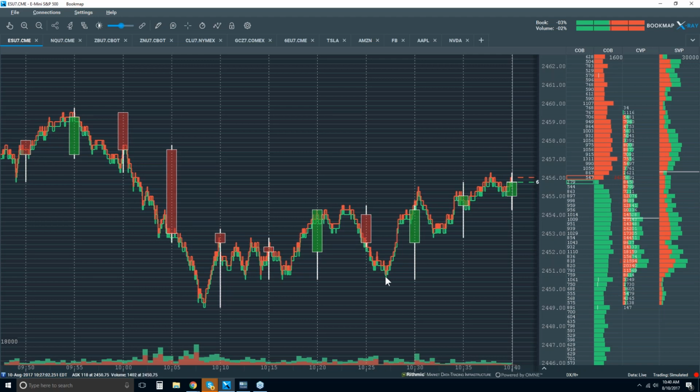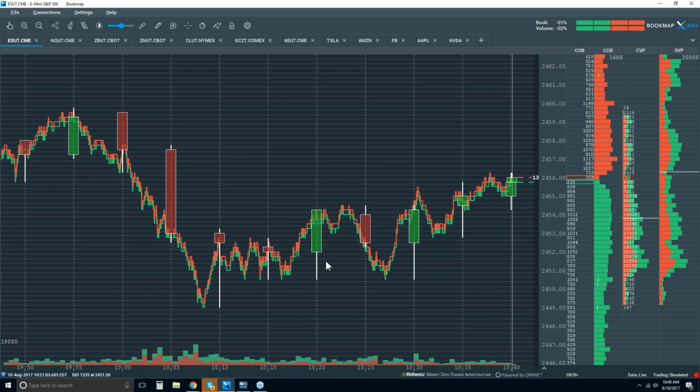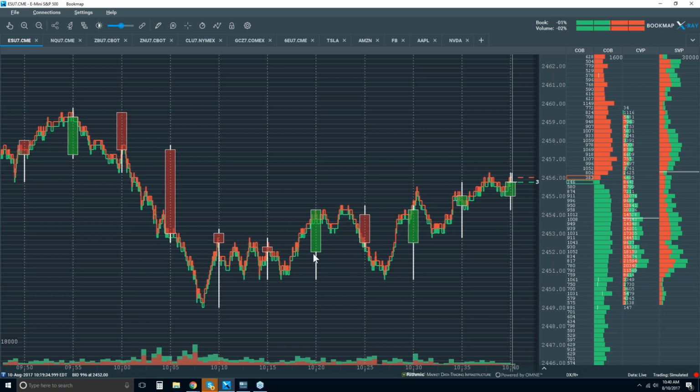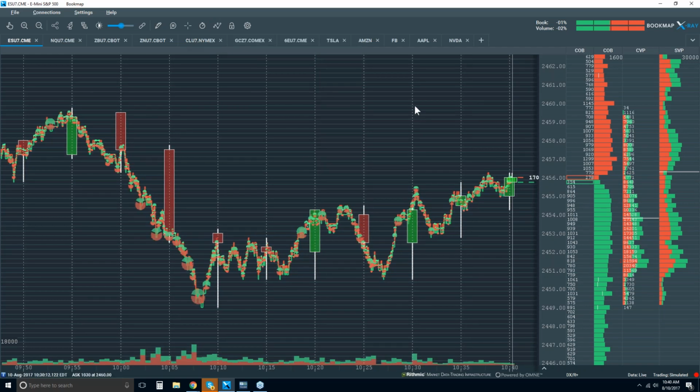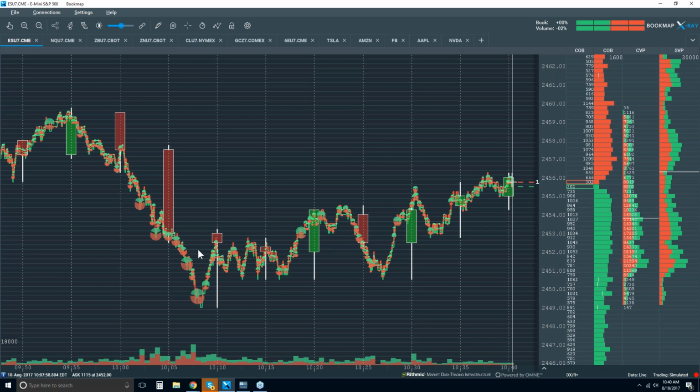And then we get a retest of it here, and then we break to the upside. Okay, so we're starting to understand what makes up this candlestick chart just with the historical best bid and offer. But if I turn on the volume, now we have a complete picture of where the trading action is taking place.